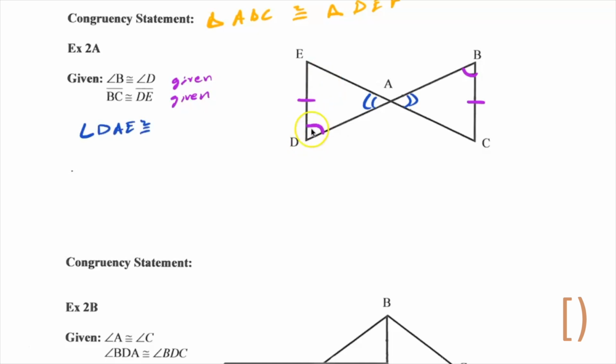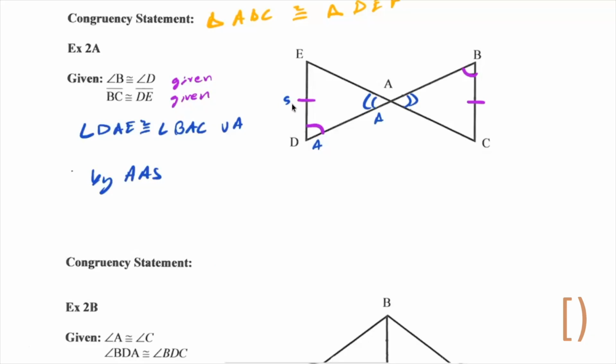And again, if we start at D, that means we have to start at B. So BAC. And those are vertical angles. I'll write BA for short because I don't have much space. And now I have angle, angle, side, right? Those marks mean angle. That mark means an angle. That mark means a side. So angle, angle, side.